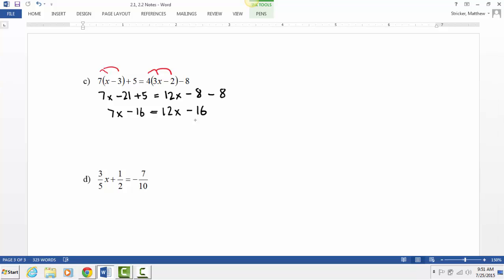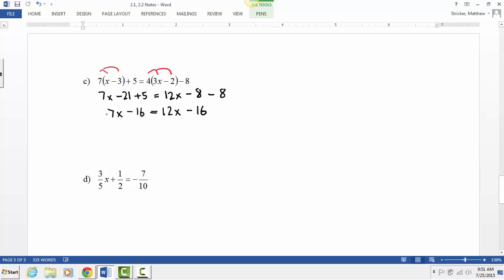Okay, now we're to step 2 where we want to see if we can get all the x's on one side and numbers on the other. And remember, we want to move the term that has the smallest coefficient for the x. You don't have to do it that way, but I like to do it. So with the x's, this is 7x and 12x. We want to move the 7x.